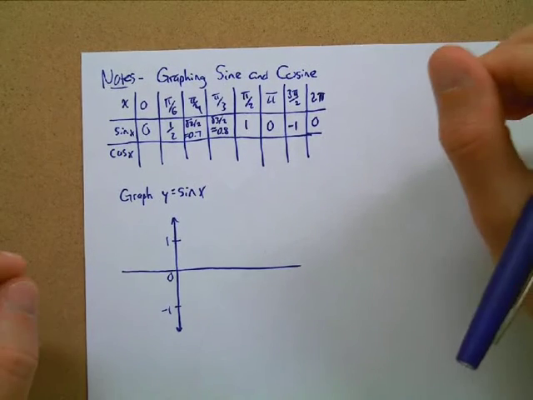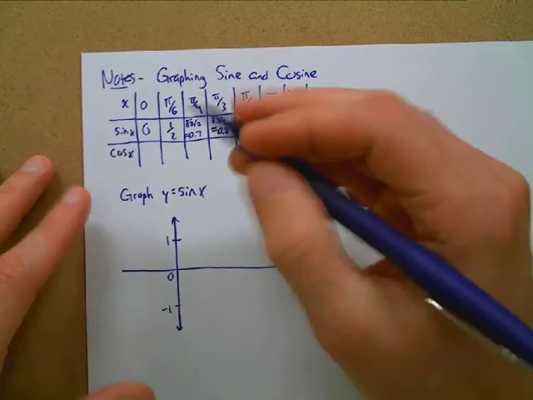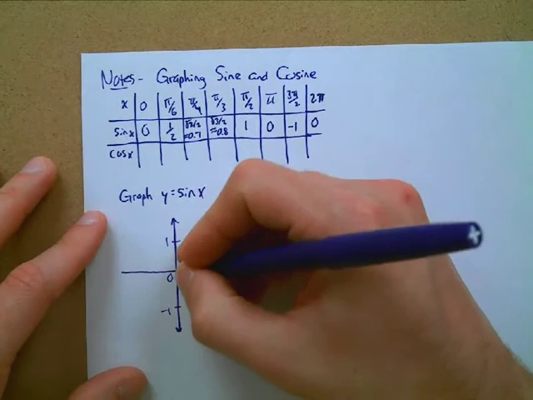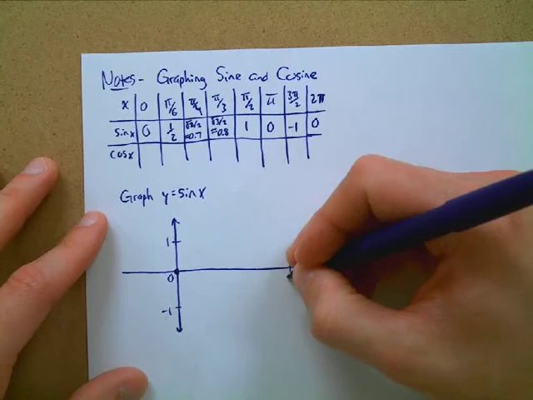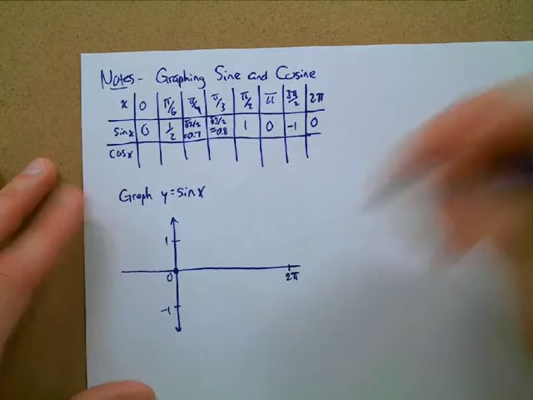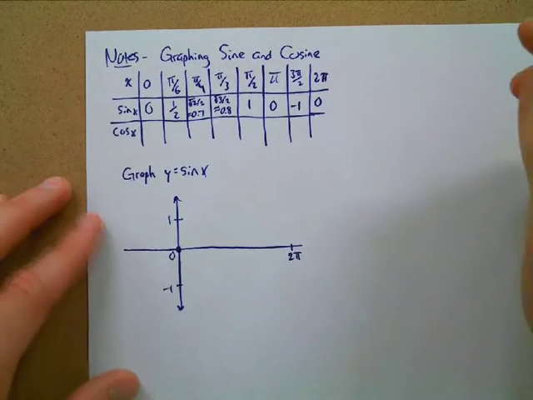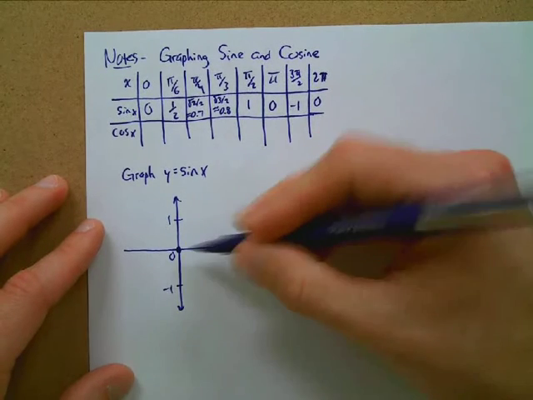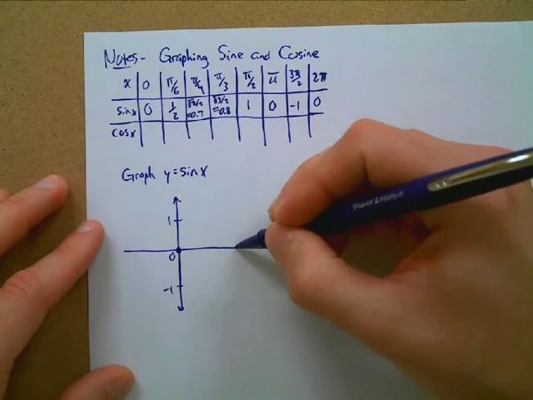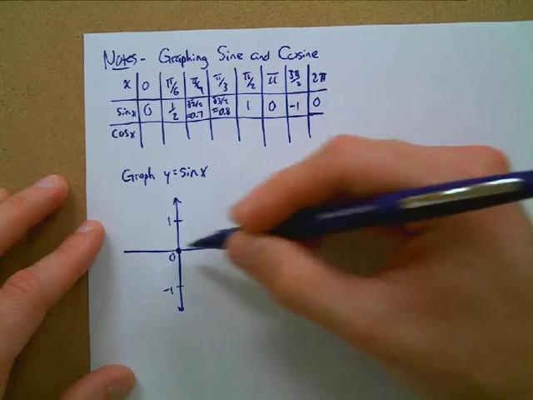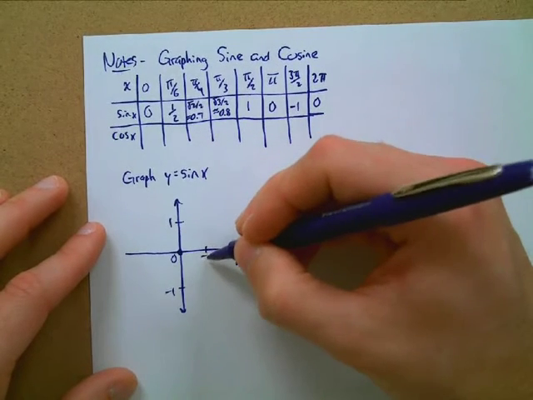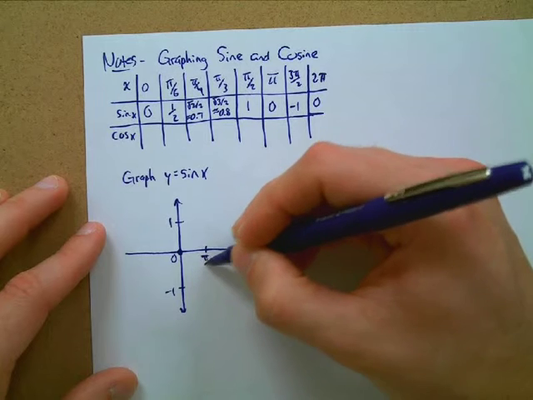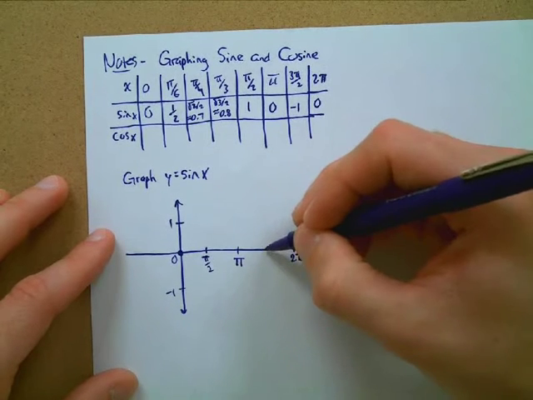All right, so let's just go ahead and plot some points here. So 0, 0, that's an easy one. I'm just going to say let's go all the way out to here, and I'll say that's 2 pi right there. Then I'll do some halfway points. Halfway between 0 and 2 pi is just going to be pi. And then halfway between those two, we'll have pi over 2. And then here, halfway is going to be 3 pi over 2.